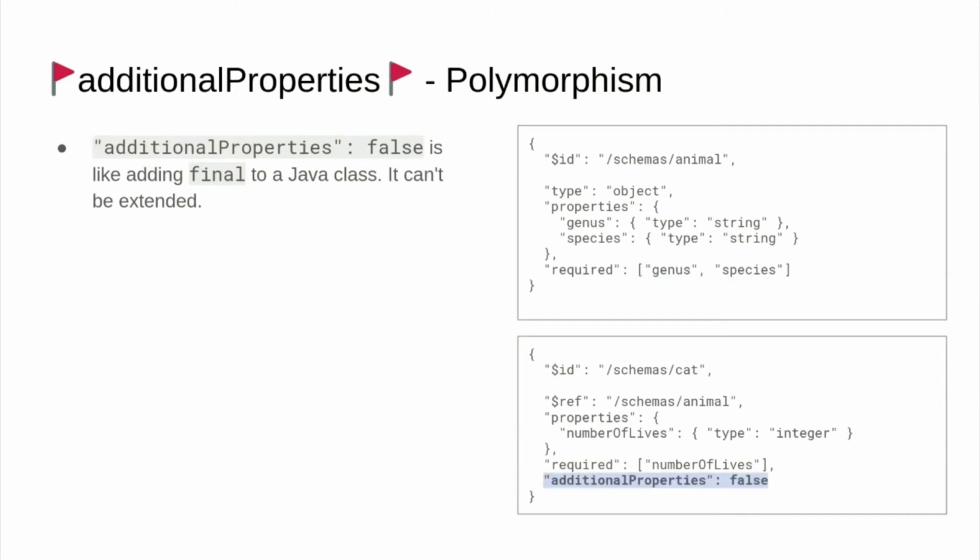So what if we move the additionalProperties false constraint to the cat schema? We have a similar problem. The cat schema forbids any properties other than numberOfLives, and the animal schema requires species and genus.